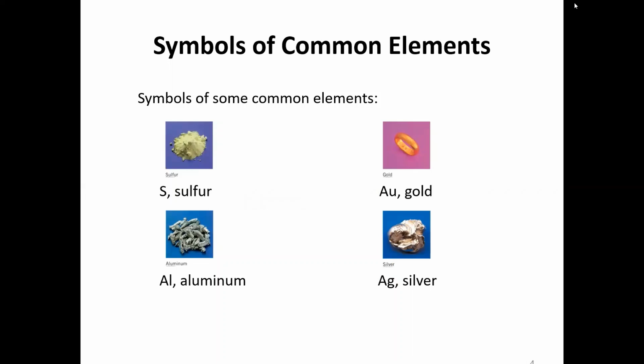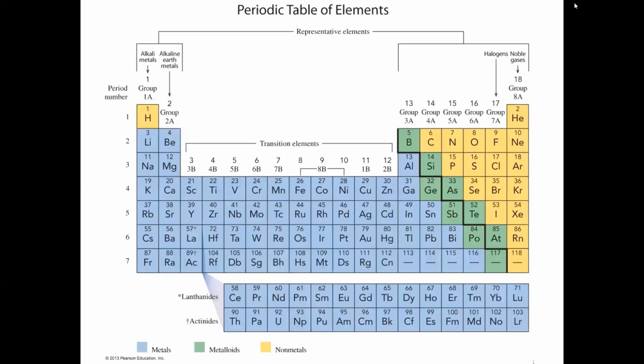So some symbols are named after or done right from the name, like S for sulfur, Al for aluminum. Others, on the other hand, like gold and silver, Au and Ag respectively, are actually based on the Latin name, and tin would be another one, Sn for tin. So they don't necessarily go together, but it's based on either their Latin name or their common name.